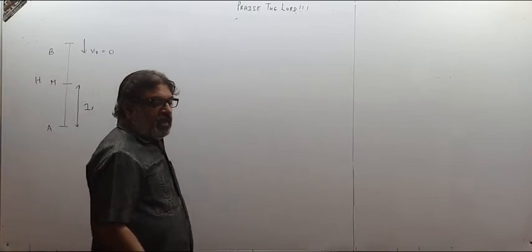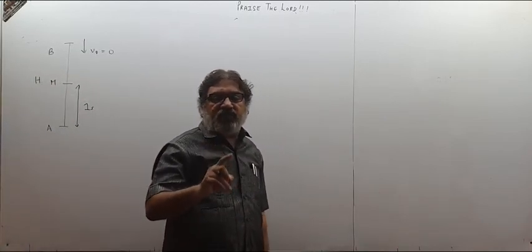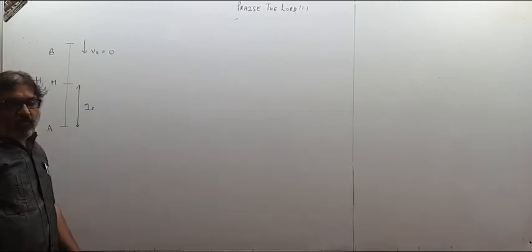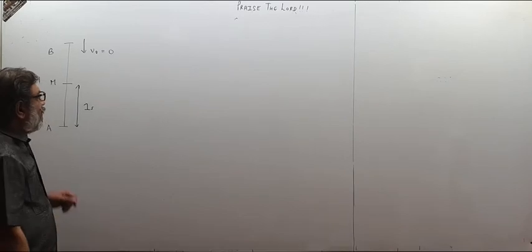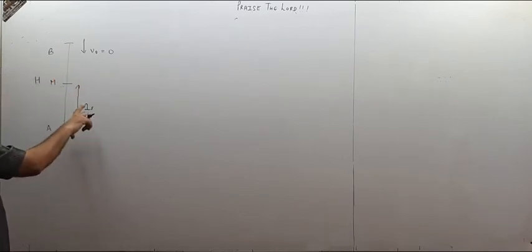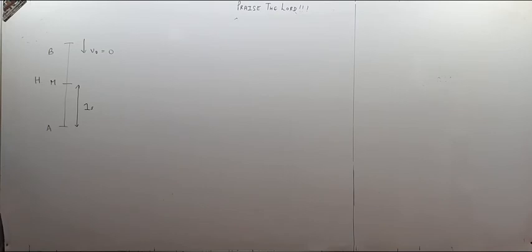Half the height, the last half height, is covered in 1 second. So he says, what is the height of the tower? H is what? Let us decide. Whatever the height of the tower was, its half height was covered in the last 1 second of the fall. Then what is the total height that we have to tell?